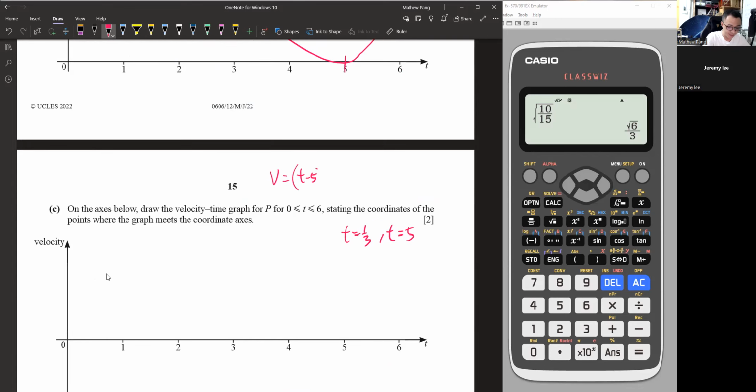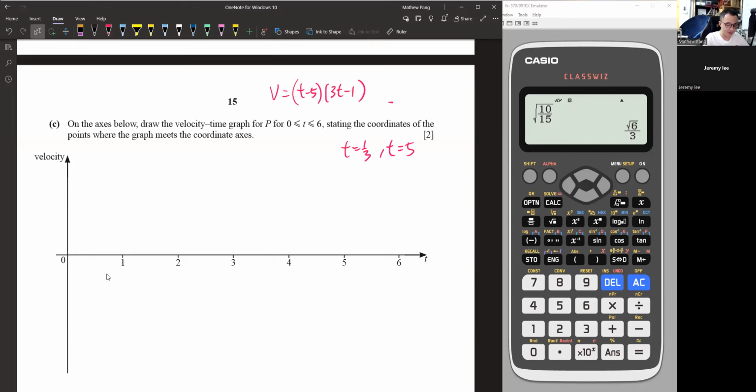Okay, so this one is a quadratic, it's quite obvious, and you got 3t squared, right? I just want to know my y-intercept. I make t equal 0 to find my v-intercept, right? So my v is basically -5 multiplied by -1, so it's basically just 5. Okay, so I have turning point 1 over 3 and 5. So I should have something like this.